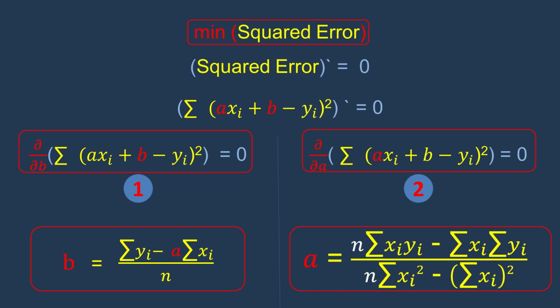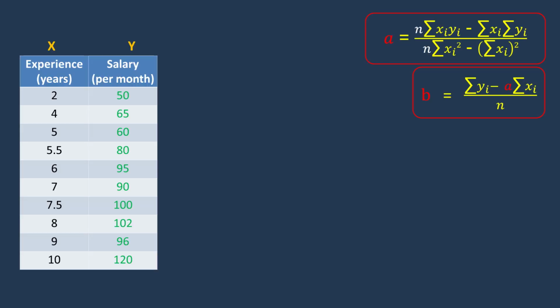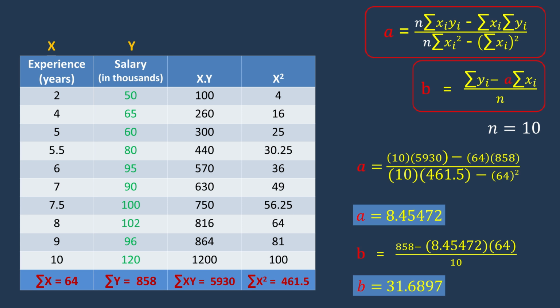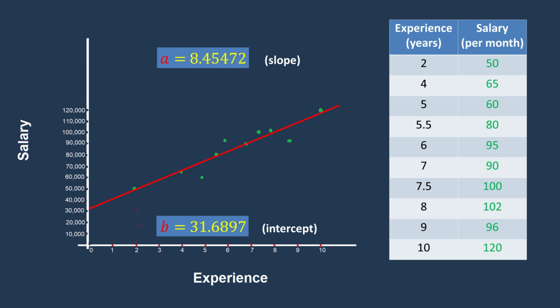Great, now we got the values of a and b. And now these values of a and b are in terms of x and y, which means these are in terms of the bunch of data that we have. Now all we have to do is plug those values in and get the values of a and b, which will give us this beautiful line that will fit this data.